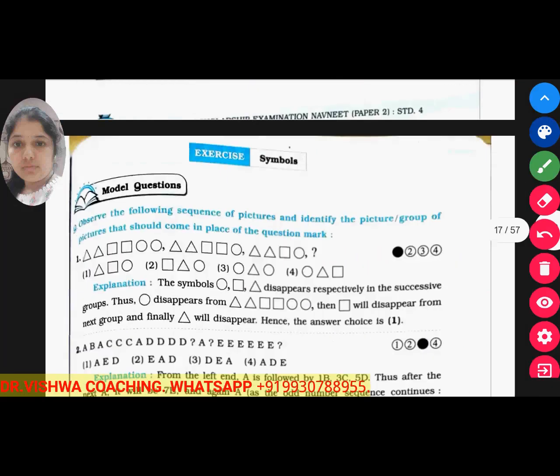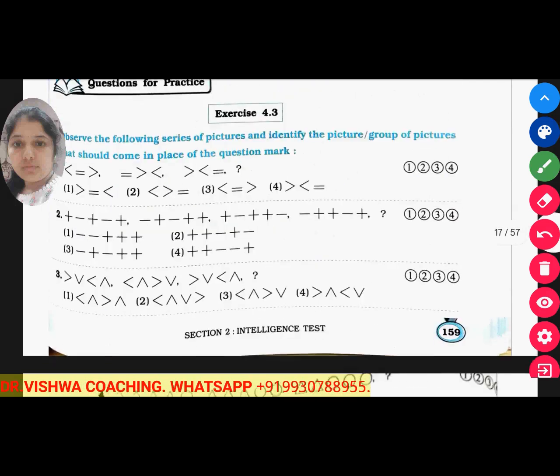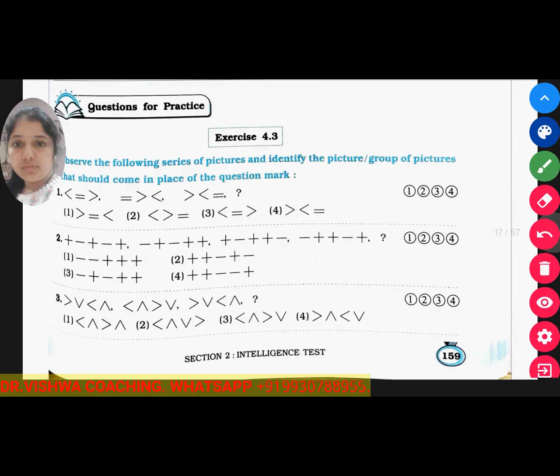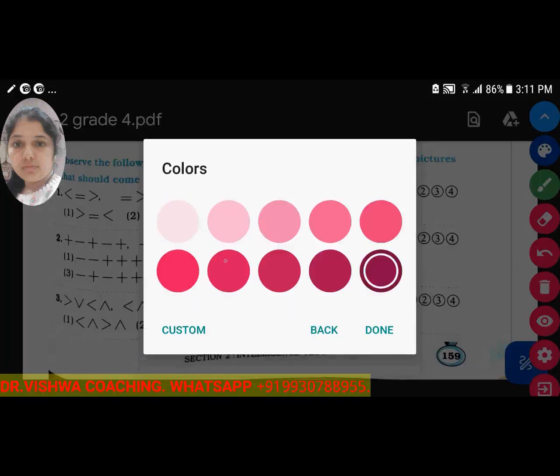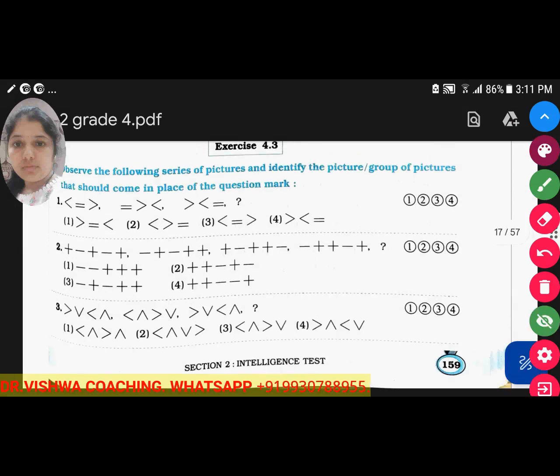Now the next topic is based on symbols. So you have to find out the next symbol in the series. Again it is like figures only. Okay, you will enjoy this one also. Now see, greater sign, lesser sign, in between them there is an equal to sign. Now this equal to sign moves to the left side, and these signs which were facing towards each other get facing opposite to each other. Okay.